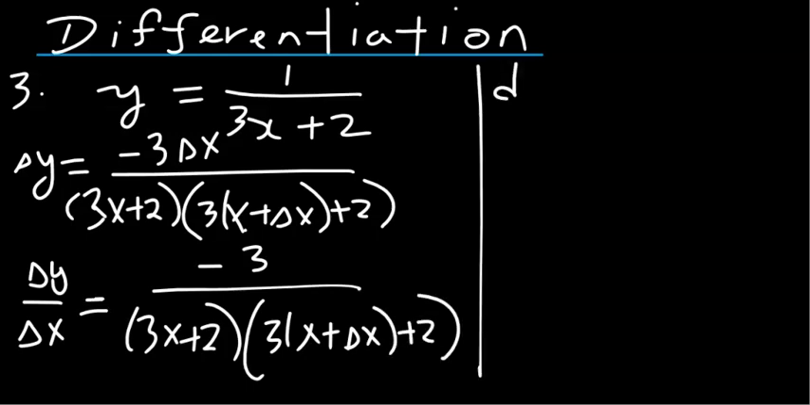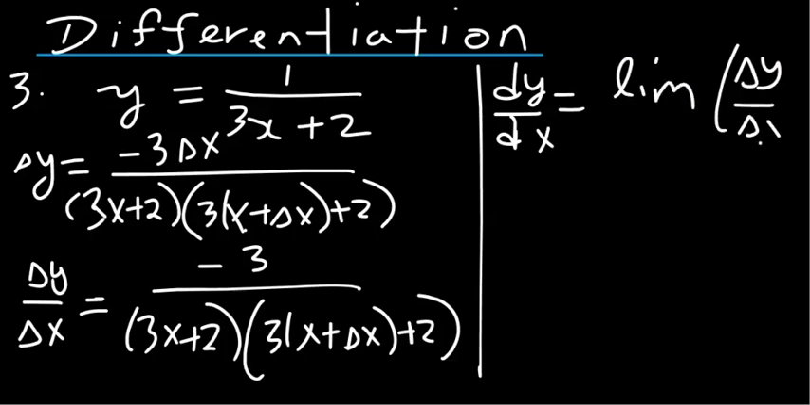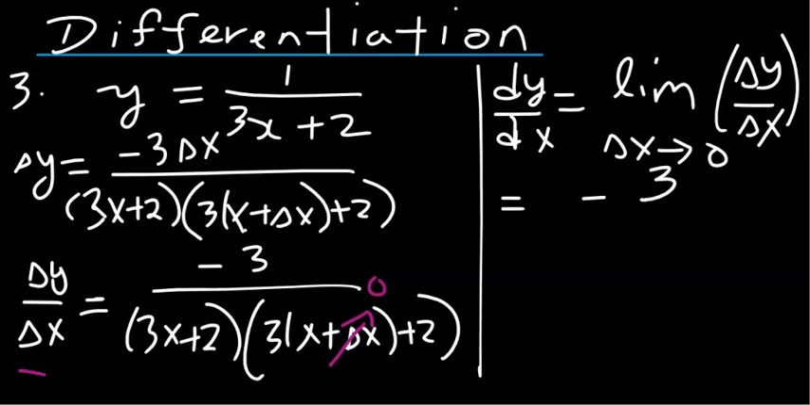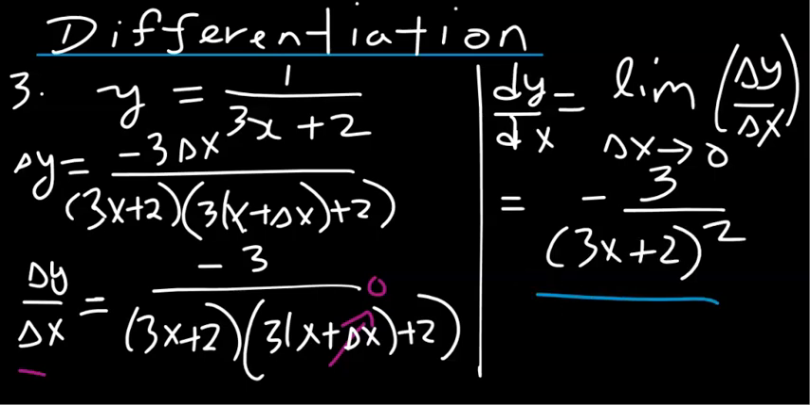Now, in order to calculate the desired derivative, we need to calculate the following limit of that ratio, namely the limit when delta x tends to 0. Coming back to this expression, when delta x tends to 0, this term will simply go away, and that will give you the following result for dy dx, minus 3 over 3x plus 2 squared. And that is the desired derivative for this function.